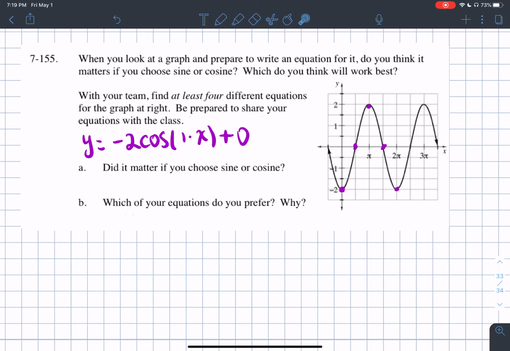Lastly, I want you to ask yourself, did it matter if you chose sine or cosine? And which of your equations that you wrote do you prefer and why? Please go ahead and answer these questions on your own because I want to see your thinking on this question. When you take a photo of your notes and submit them, I will see your answers. So please answer these questions A and B on your own and submit them to me on Google Classroom.